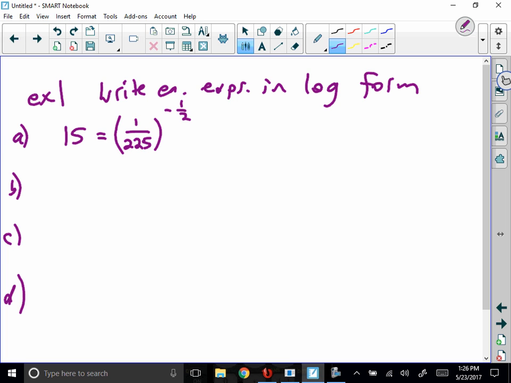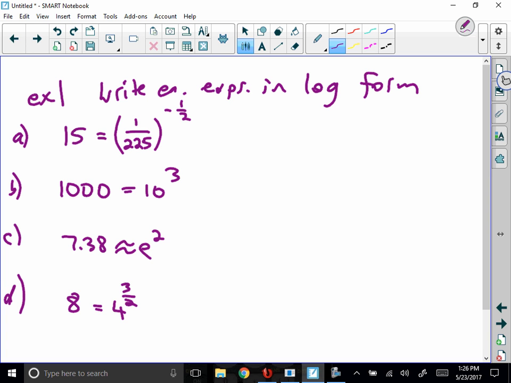Maybe we have something like 1,000 is equal to 10 cubed. Maybe we have something like 7.38 is approximately e squared. And maybe we have something like 8 is equal to 4 to the 3 halves. So the object of the game here is to put this into log form.